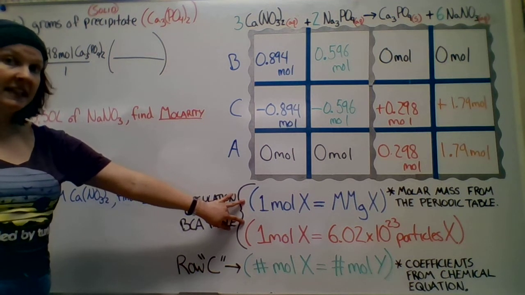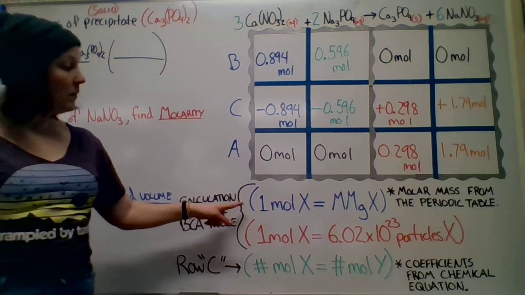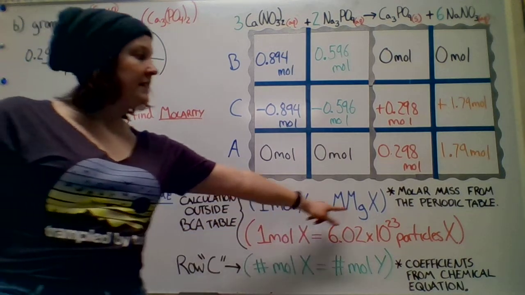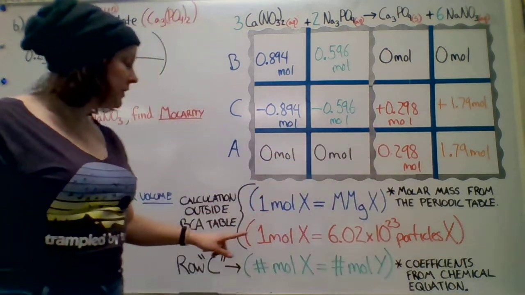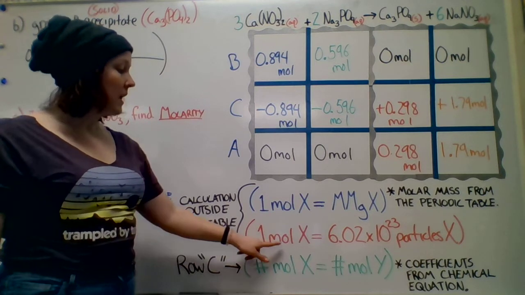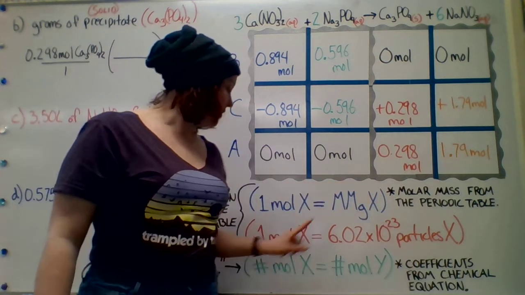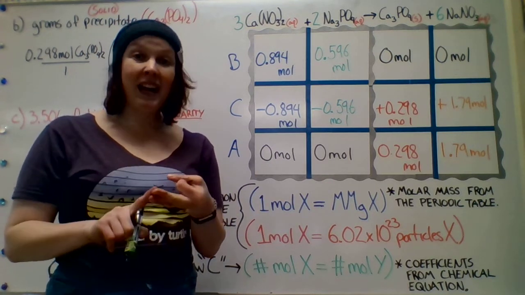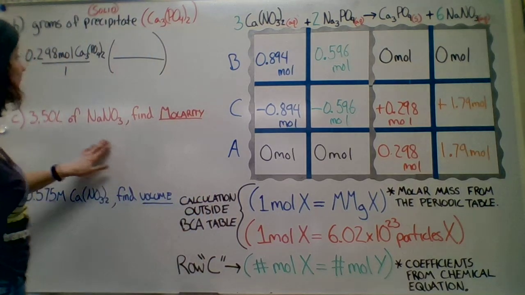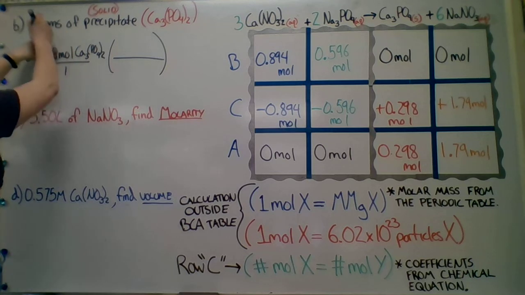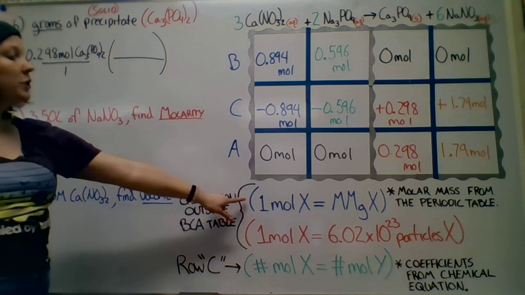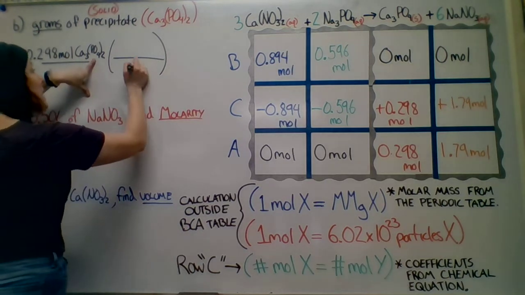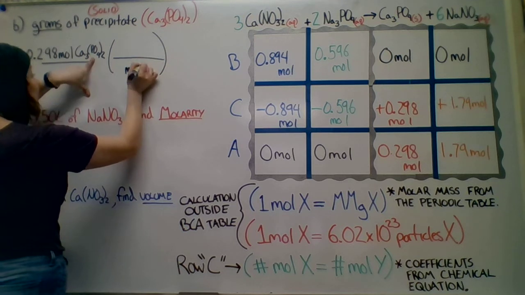We were introduced to these at the beginning of the school year in first semester. We've got the top one here that helps you go from moles to grams or grams to moles, and it utilizes the molar mass from the periodic table. We also have Avogadro's number, which helps you go from moles to particles, or particles to moles. And remember, particles can mean molecules, formula units, ions, or atoms. In this case, we're starting with moles and it's asking us to find grams of precipitate, so we're going to use the top conversion factor. If I have moles of Ca3(PO4)2 on the top, I'm going to put the same on the bottom.